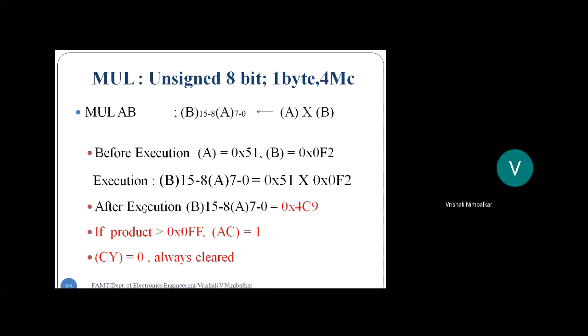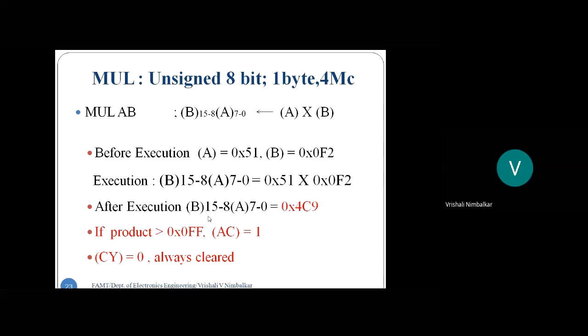Let us assume accumulator is having 5 hex, B is having F2 hex. So the multiplication will be 5 hex into F2 hex. See, it's a hexadecimal multiplication. And that's a 16-bit answer, 04C9. Out of that, C9 will be stored in accumulator, the lower 8 bits, and 04 will be stored in B register. Correct? So 16-bit answer, 04C9. C9 in accumulator and 04 will be available in B register.